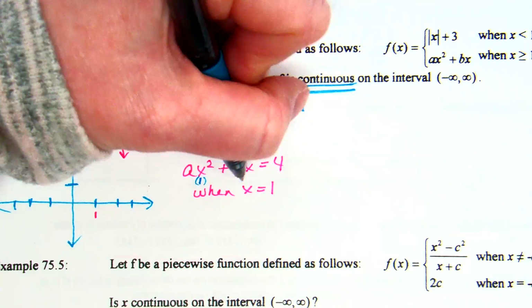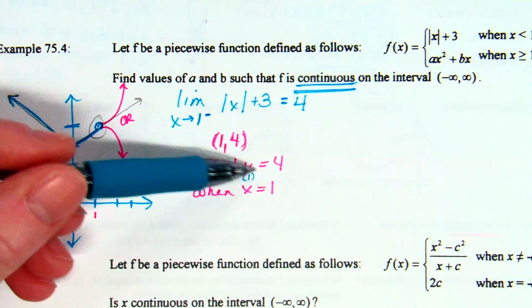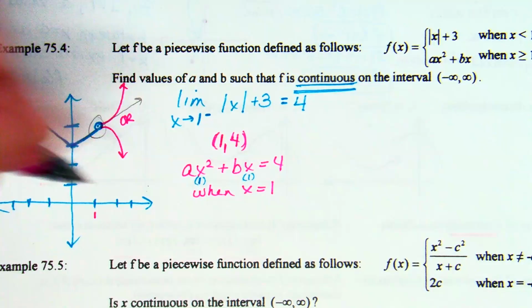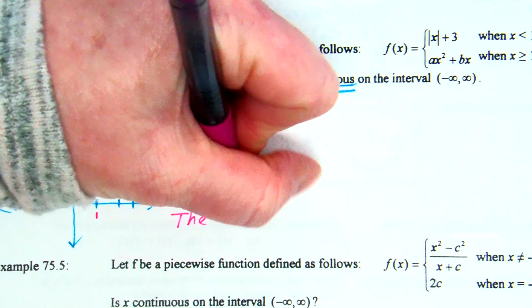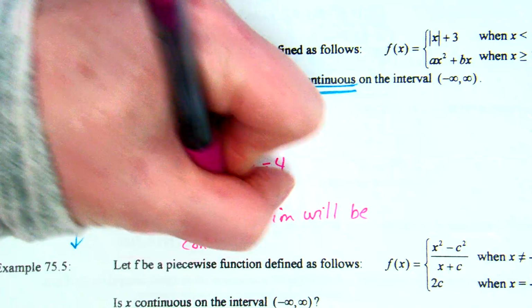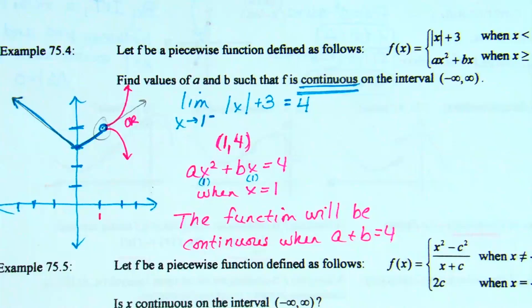Okay, so if ax squared plus bx equals 4 when x equals 1, that's when the function will be continuous. What's the equation I can come up with to work with here? If we put in 1 for x, what are we going to have? A plus b equals 4. So what we know is the function will be continuous when a plus b equals 4.